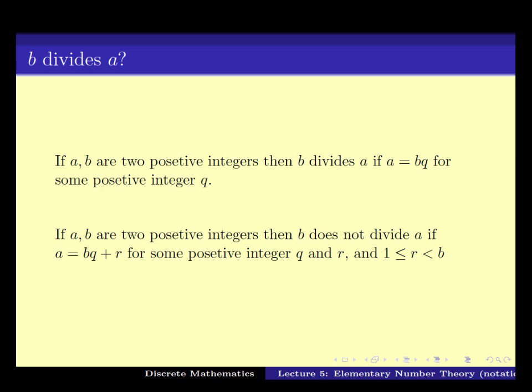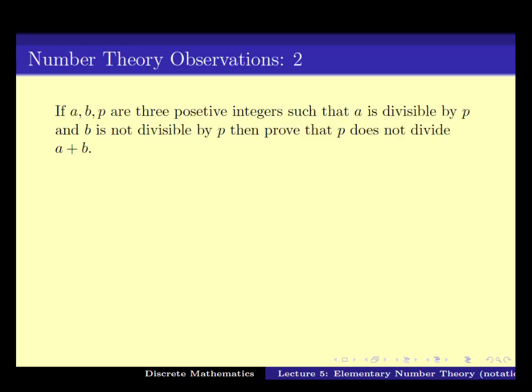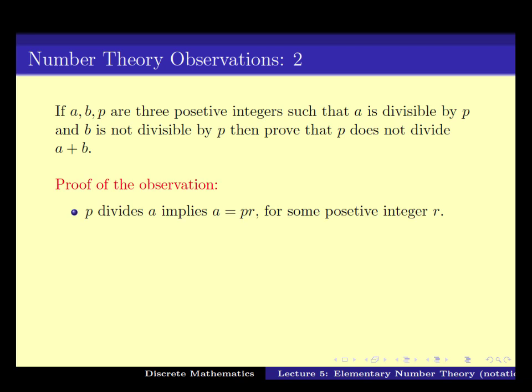So this brings us to the second observation, namely, if a, b and p are three positive integers such that a is divisible by p and b is not divisible by p, then p does not divide a plus b. So let's see the proof of this. It again follows from the standard definition of remainder and divisibility.